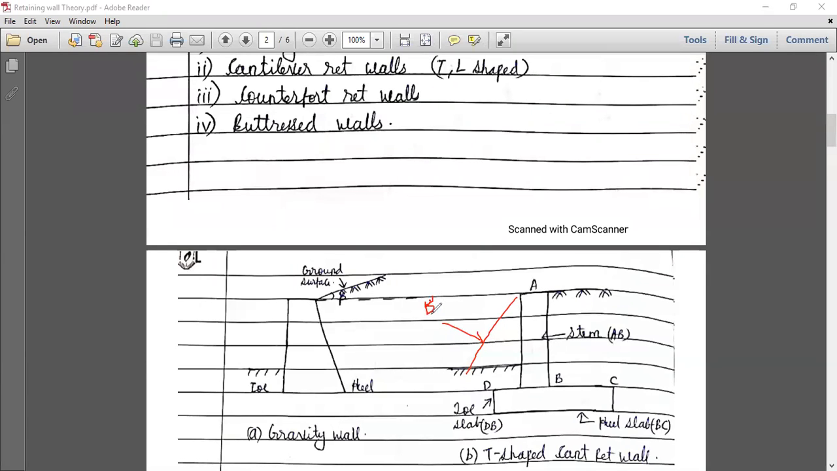So these were used in the olden days. So these are the various types of the retaining wall.